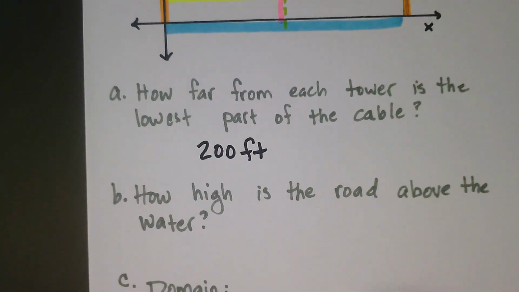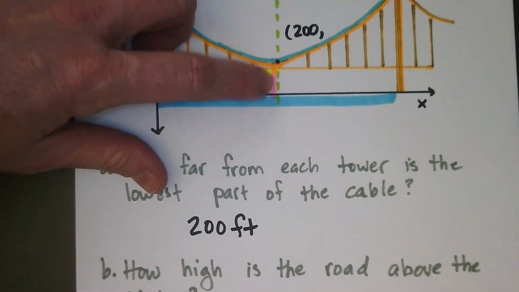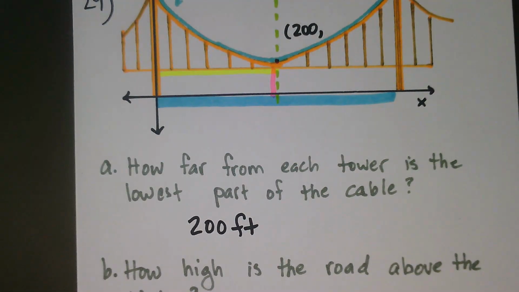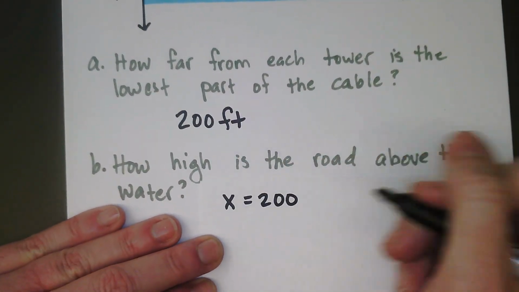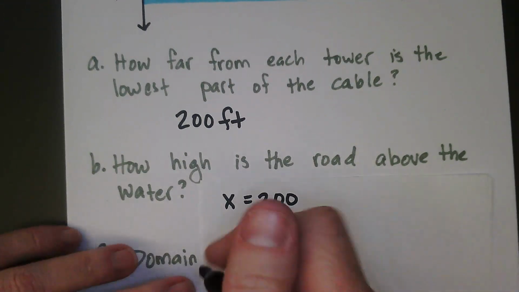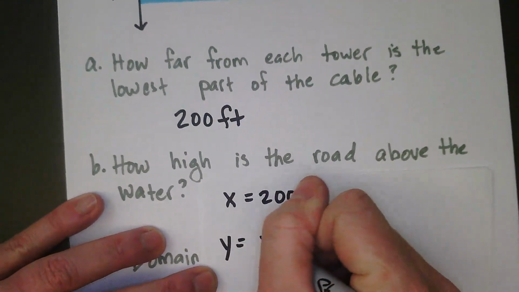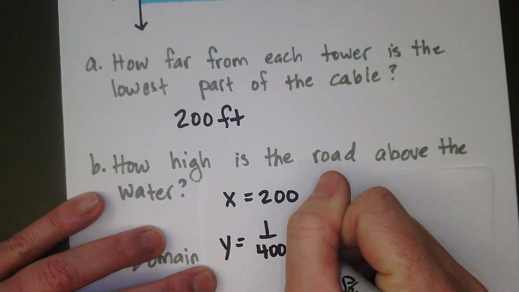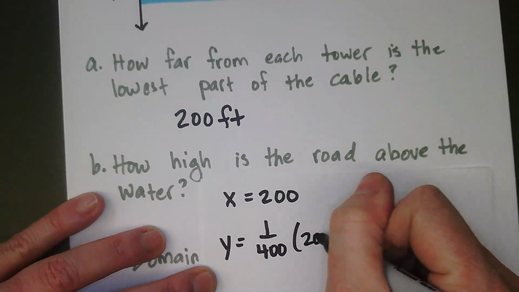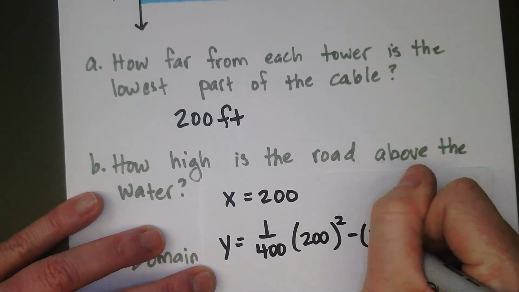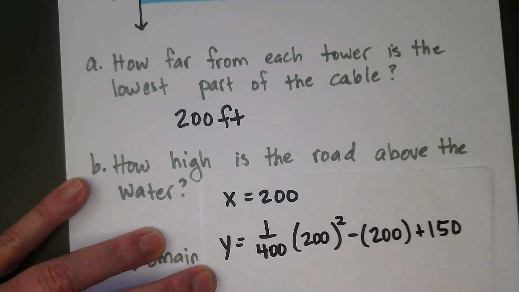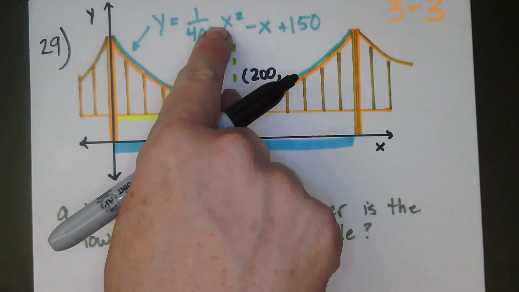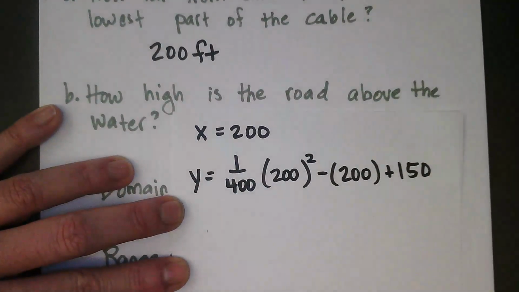Okay, we want to get how high this is. So we basically just need to get this little value here. So now that we know x is 200, we're just going to plug that into the function. So y is equal to positive 1 over 400 times (200 squared minus 200) plus 150. So all I did here was take my original equation and just replace the x value with 200.